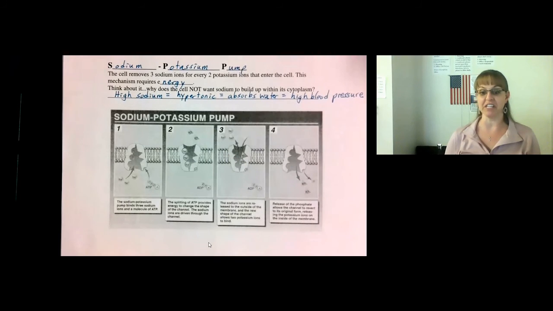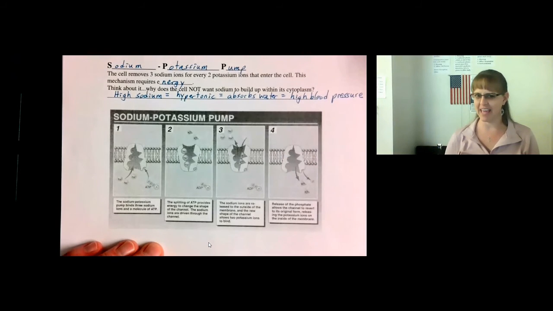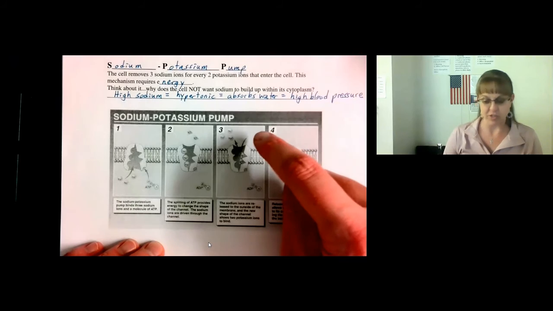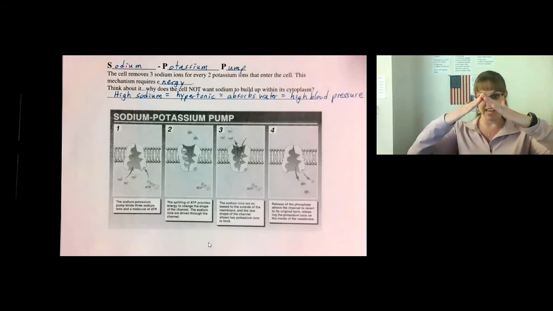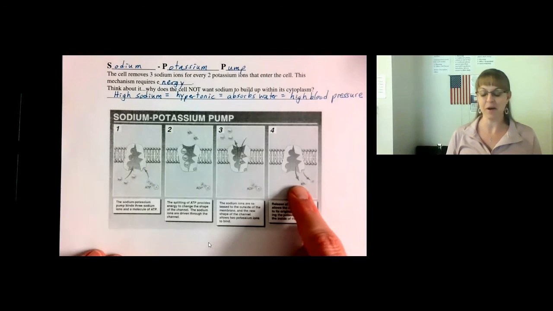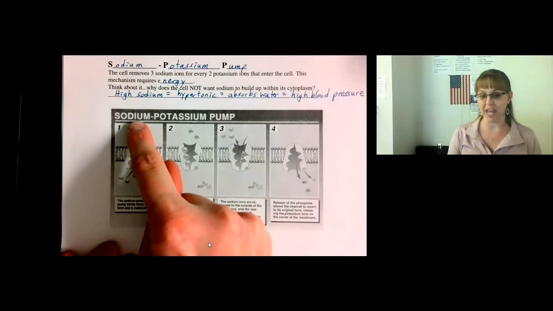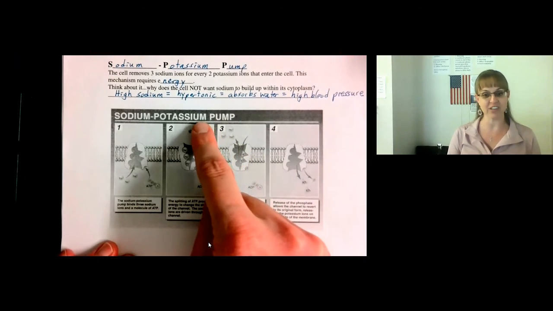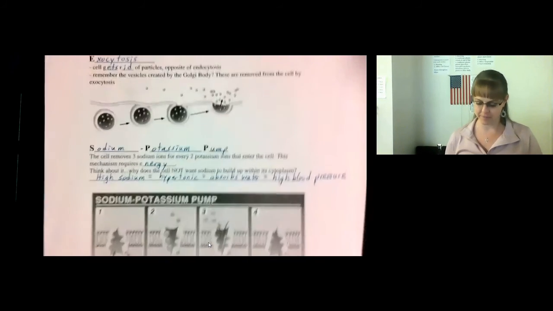Then your cell needs more potassiums. So 2 potassium ions, K is the abbreviation for potassium. So these 2 potassium ions go into the pump, and the pump flips again and pushes the potassium into the cell, which is pretty cool. So for every 3 sodiums pushed out of the cell, 2 potassiums are pumped into the cell. And that's how the sodium-potassium pump works.